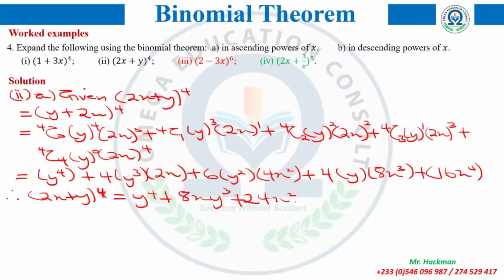x squared y squared. Then plus, and this will give us 32 x cubed y, then plus what? 16 x to the power 4. We are done. That is for the A.